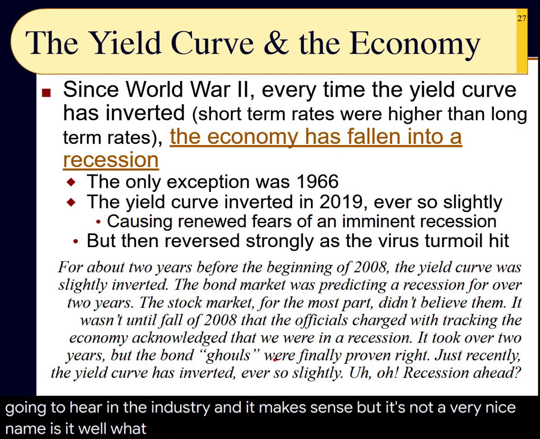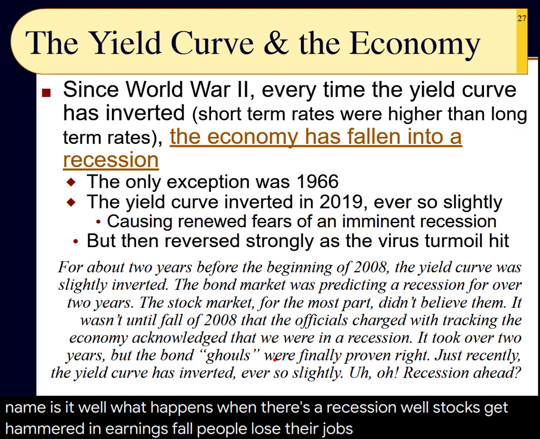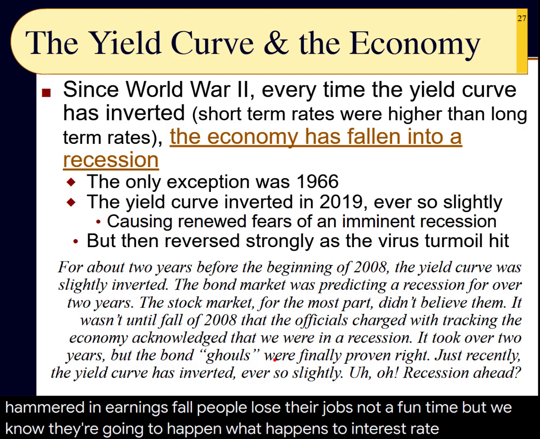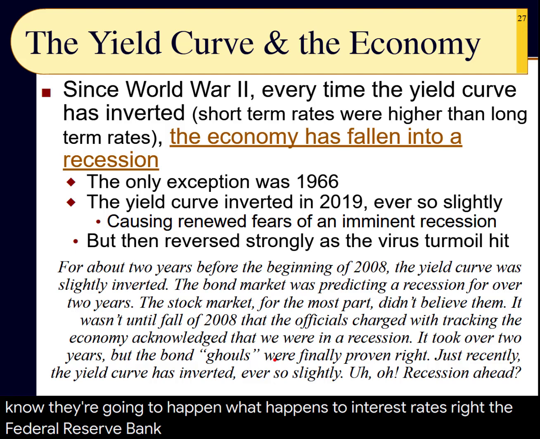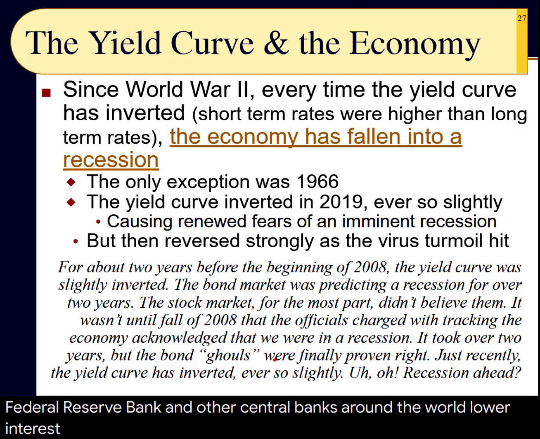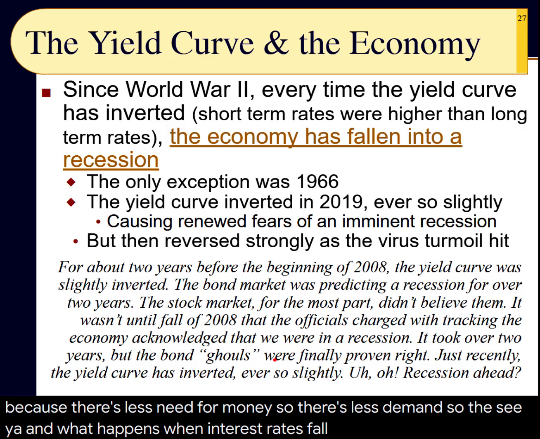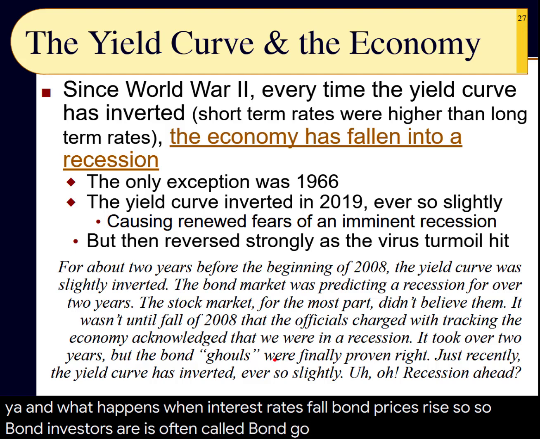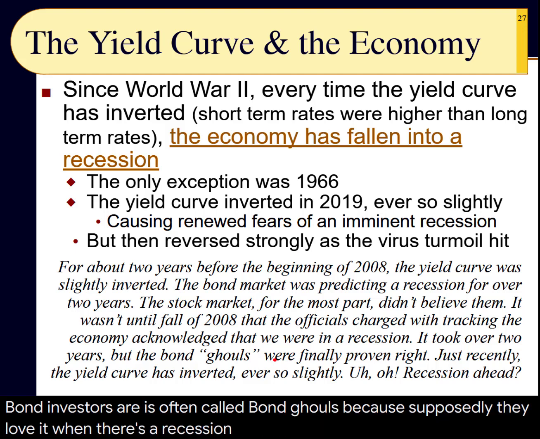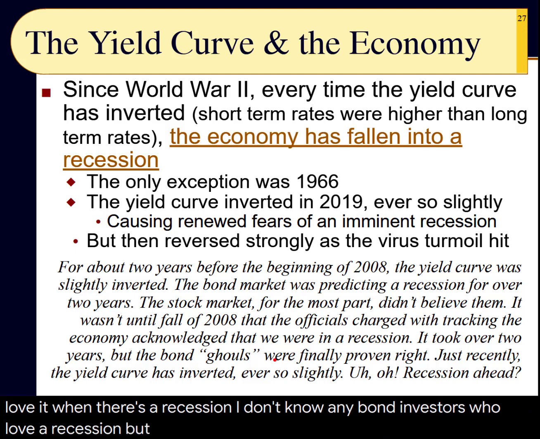Well, what happens when there's a recession? Well, stocks get hammered, earnings fall, people lose their jobs. Not a fun time, but we know they're going to happen. What happens to interest rates? Right. The Federal Reserve Bank and other central banks around the world lower interest rates on the short term. Long-term interest rates fall. Why? Because there's less need for money. So there's less demand. And what happens when interest rates fall? Bond prices rise. So bond investors are often called bond ghouls because supposedly they love it when there's a recession. I don't know any bond investors who love a recession, but that's what you're going to hear.